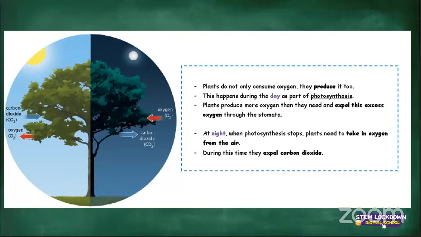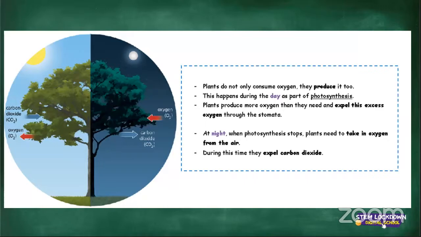Plants produce more oxygen than they need and expel this excess oxygen through the stomata. At night, when photosynthesis stops, plants need to take in oxygen from the air. During this time, they expel carbon dioxide. So basically, what happens during the day, the complete opposite is happening at night.